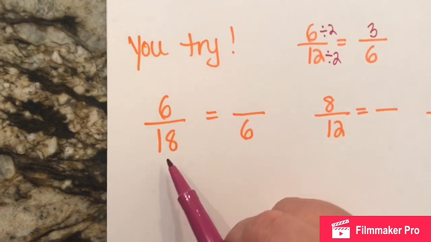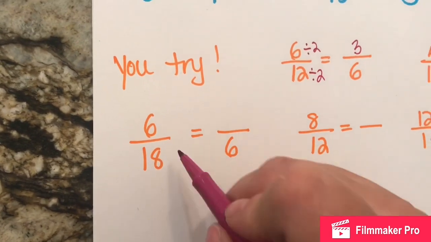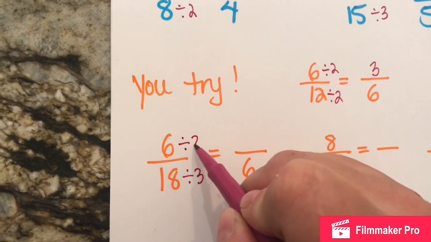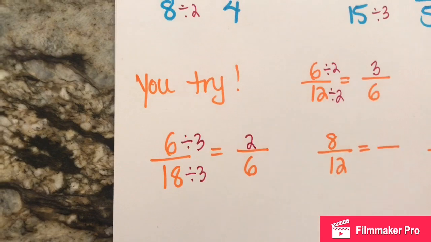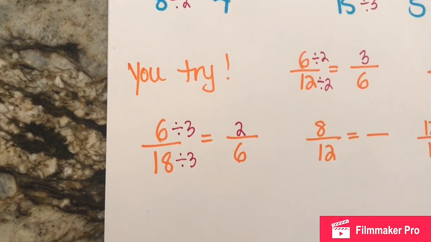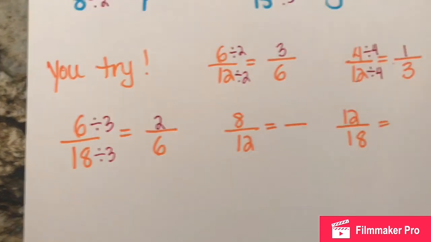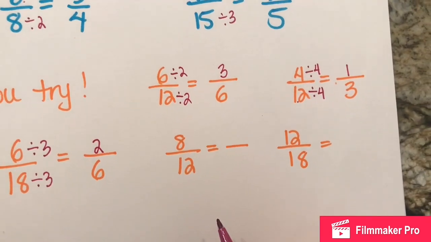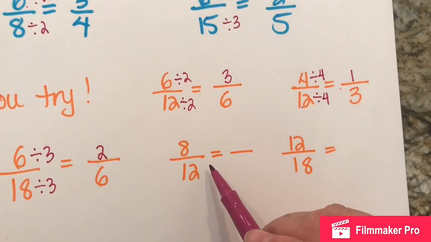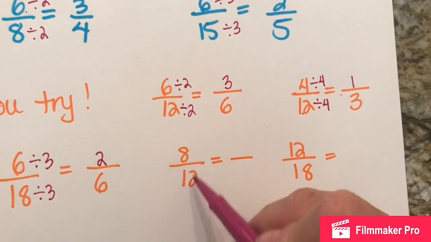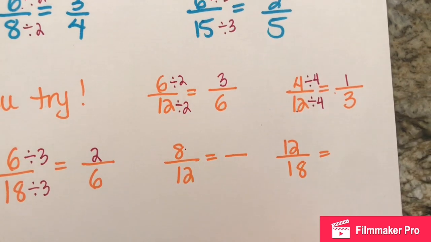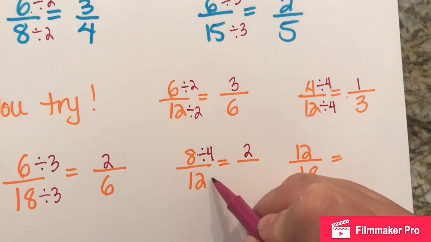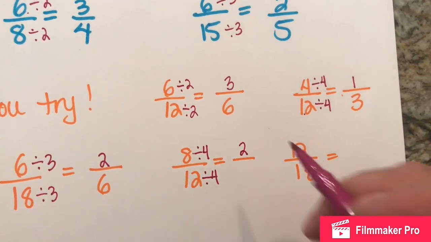Come over here, getting the 18 down to a 6, I had to divide by 3. So I'm going to divide the numerator also by 3 and that's going to get me down to 2. So I know 6/18 is equivalent to 2/6. Over to this one. We left this one blank. So what could we do to get this number to an equivalent fraction? Well, I can look at these and I think to myself, I know 4 fits into both of them. So if I divide the top number by 4, I get 2. And if I divide the bottom number by 4, I get 3.